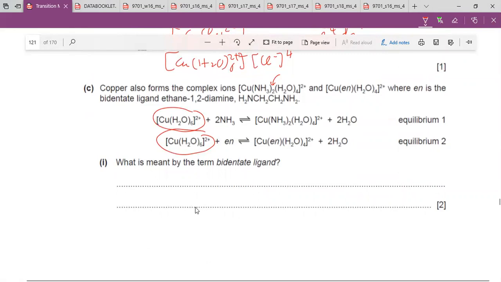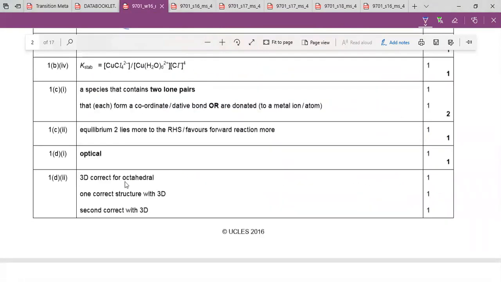What is meant by the term bidentate ligand? I told you, 2 marks in it, right? Remember, you always say, it's a molecule that has 2 lone pairs of electrons that form 2 dative bonds with a central atom. 3 points here. Species contains 2 lone pairs. Sometimes only 1 mark. They each form a dative bond, or form 2 dative bonds. Okay, this mark. See 2, they break it up to ion or atom. There are 3 points here, my dear friends. Please write the 3 points.